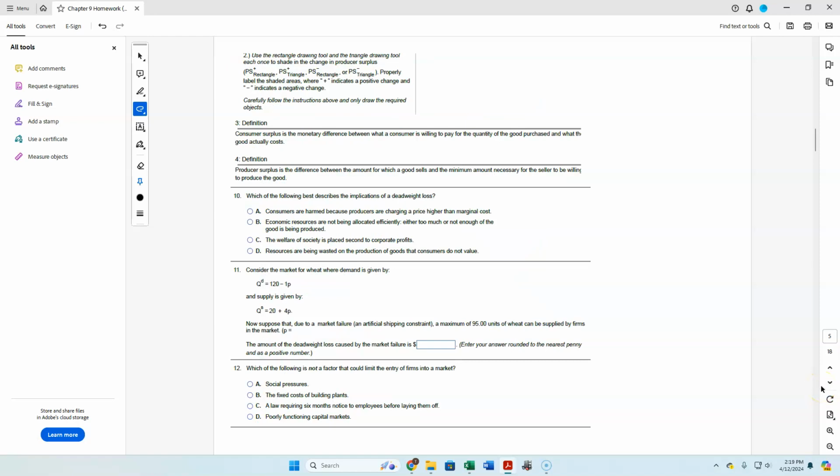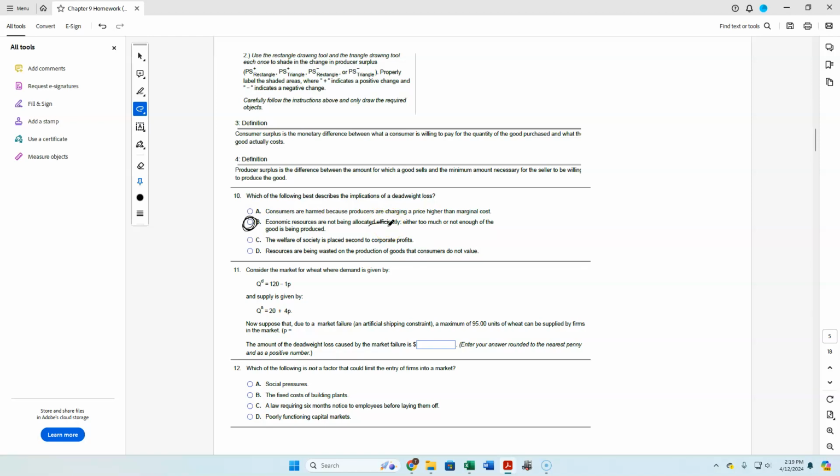Okay, number 10. Here we're asked about what are the implications of a deadweight loss, and essentially it's that in this case here we're not allocating efficiently. Sometimes it's too much if the good has a negative externality, or not enough if it has a positive externality. It's just not efficient. And so when you see deadweight loss, think inefficiency.